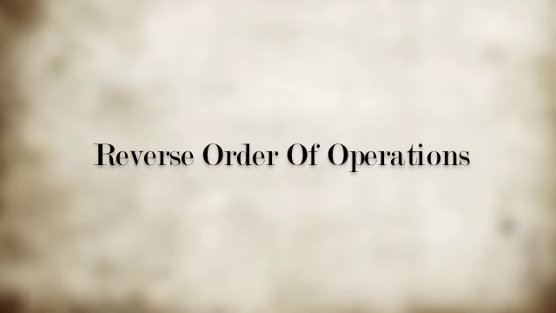To solve an equation using subtraction, you must use the reverse order of operations. The reverse order of operations is to do the exact opposite operation. So, if we have an equation that uses addition, we must use subtraction in order to solve it.